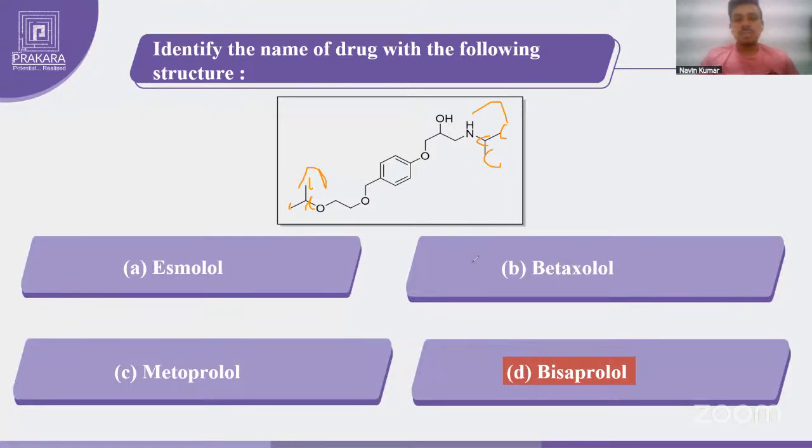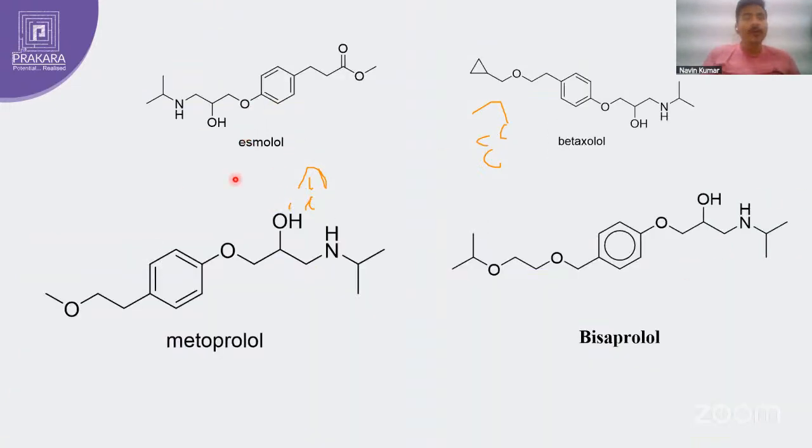Now we are going to see the structures of all four, and we'll try to find out the correct answer. Here is the structure of all four. You can see that in the case of esmolol there is only one isopropyl. In the case of betaxolol, the same, one isopropyl. In the case of metoprolol, only one isopropyl. While in the case of bisoprolol, there are two isopropyls.